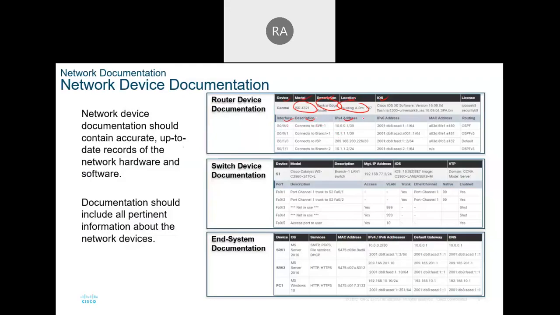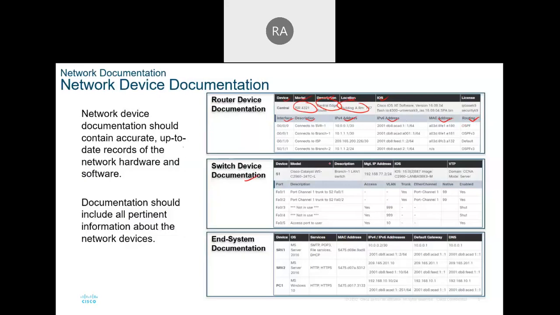So you can see the IP address on the interface, that's IPv4, if it has IPv6, and also the MAC address of the router, if it is running any routing protocol. We need to capture all of this, device by device, device by device.